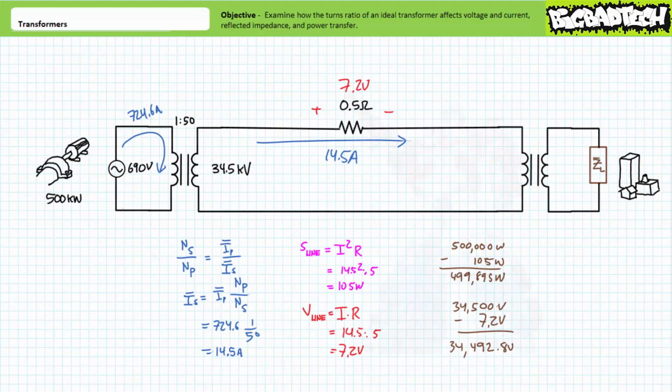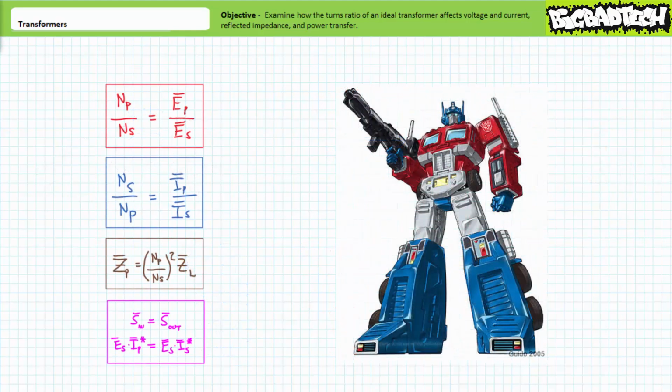Alright, that's about it for now. In conclusion, this lecture examined the transformer, an electrical device used to step up or step down AC voltage. We learned the turns ratio, the number of turns on the primary over the number of turns on the secondary, is directly proportional to voltage and inversely proportional to current.